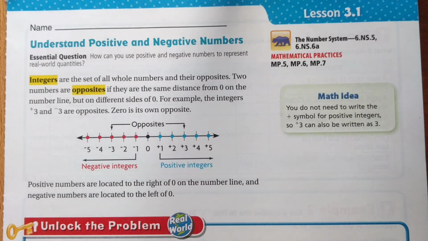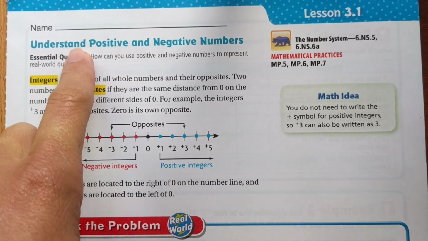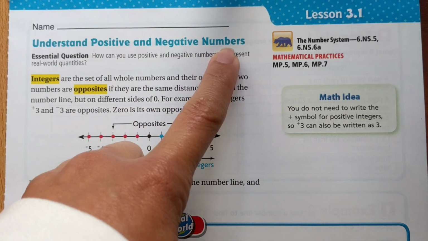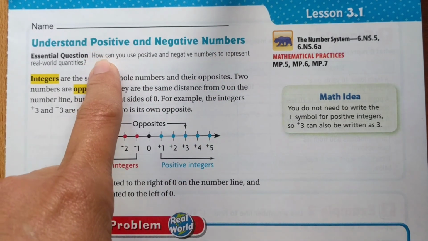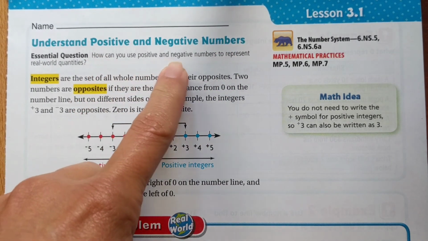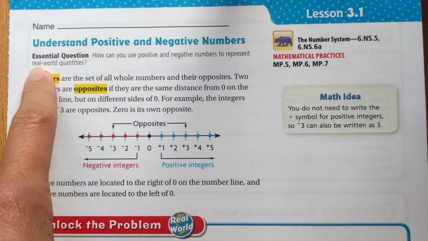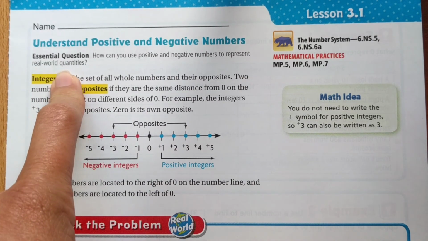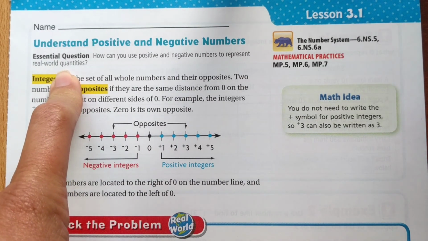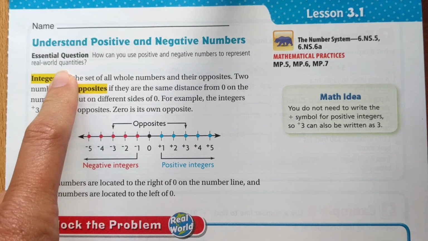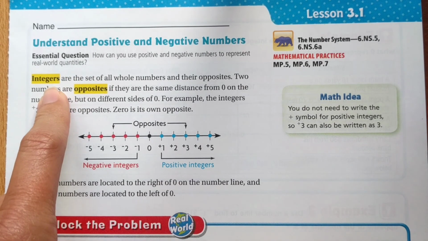Lesson 3.1 on page 101 of your big book is Understanding Positive and Negative Numbers. So our essential question is, how can you use positive and negative numbers to represent real world quantities? In other words, how can you apply this to real life? We have a couple of vocabulary words.